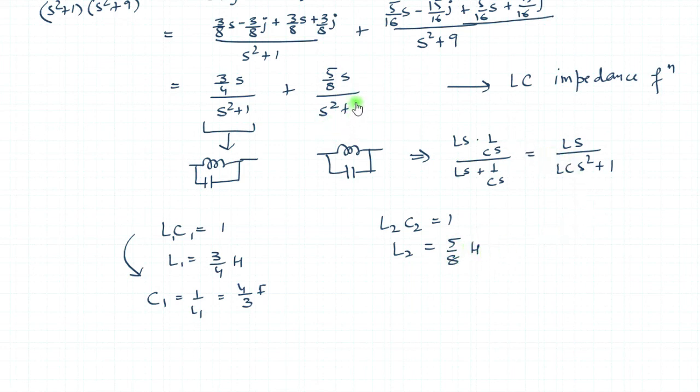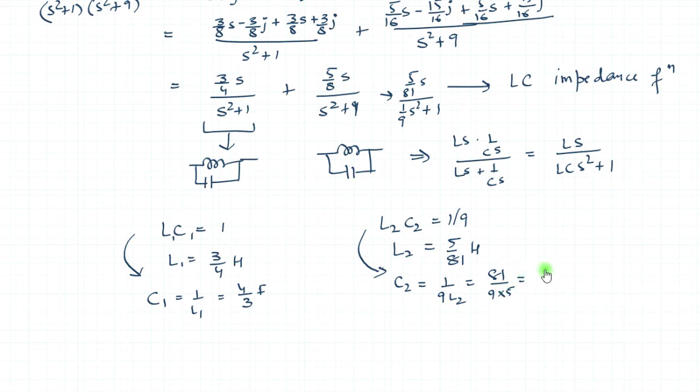Well, oh, there is some mistake. This should be s square plus 9. So recomparing it, I need to make this 9 to be equal to 1. Let me rewrite it. I will get 5 by 81 s over 1 by 9 s square plus 1. Now comparing this with this will give L2 C2 to be equal to 1 by 9 and L2 to be equal to 5 by 81 Henry. Substituting the value of L2 in this expression, I'll get the value of C2. C2 will be equal to 1 by 9 L2, and this will be equal to 81 divided by 9 into 5. This is 9 by 5 farad.